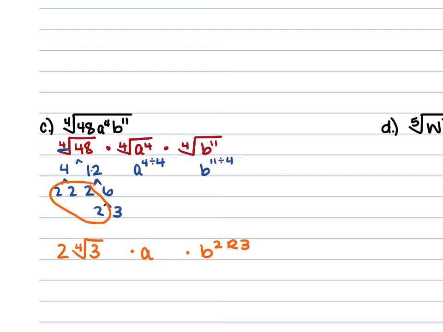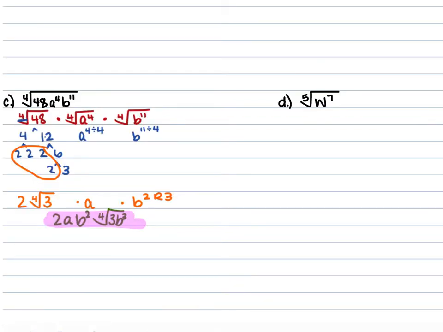So to bring this all together, this is going to be 2 times a, which is 2a, times b squared, which is b squared. Underneath our radical, we're going to have the 3 and the b cubed that's left over. So it's just 2ab squared 4th root 3b cubed.